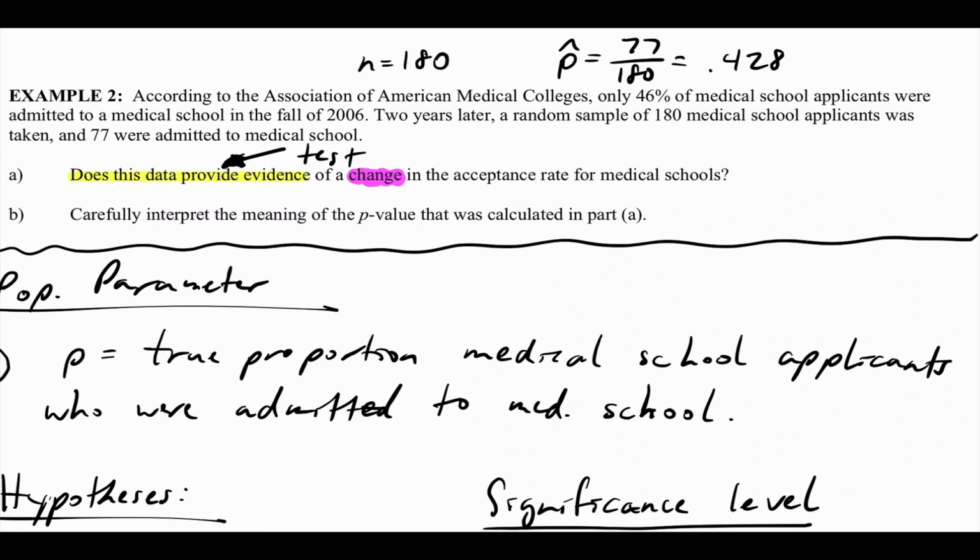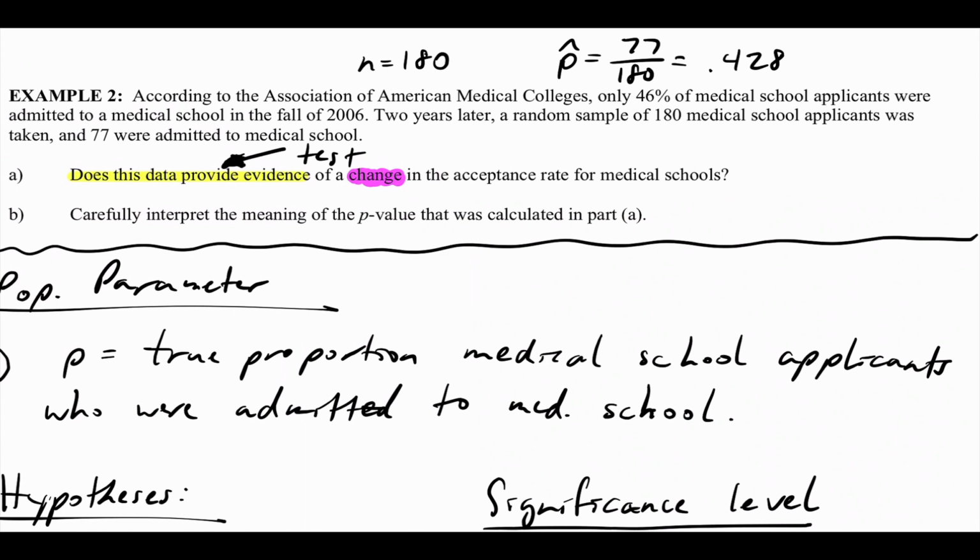So if the p-value is really small, that means what you're telling me can't be true. The claim can't be true. How small does it have to be? It has to be below the significance level. So if it's below the significance level, it's too low. There's no way, if what you're saying is true, right?